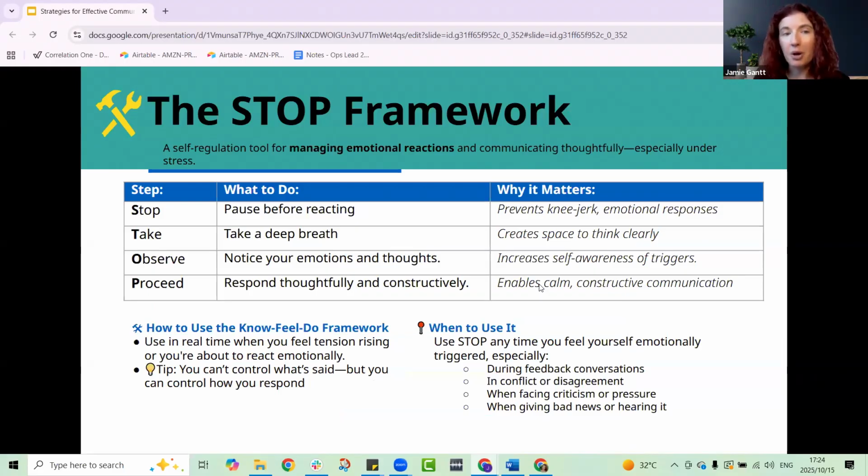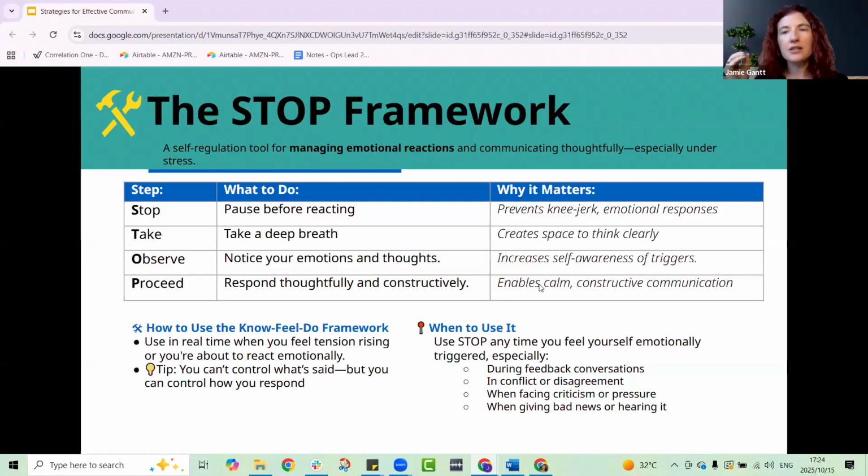So S is stop, pause before reacting, take a breath. T is take a breath. O is observe, notice your emotions and thoughts, and then P, proceed, respond thoughtfully and constructively. Let me know if any of you have used this. I will tell you from my personal experience using this framework, you might be surprised, especially when you get to the observe part, the emotions and thoughts, you may be surprised where this stuff comes from.